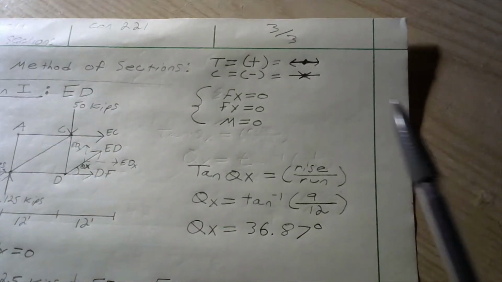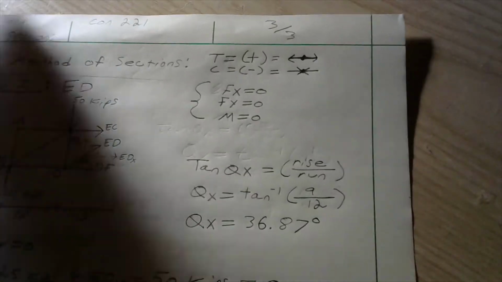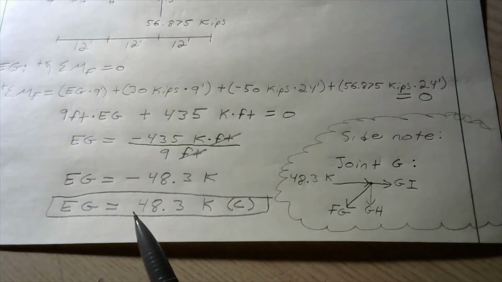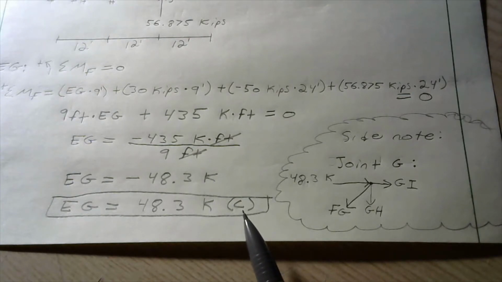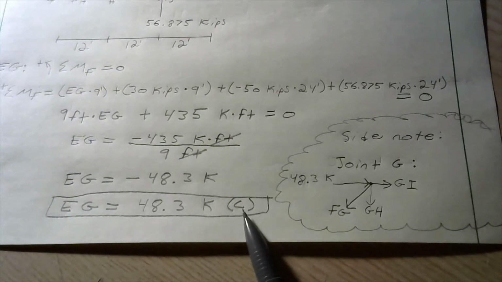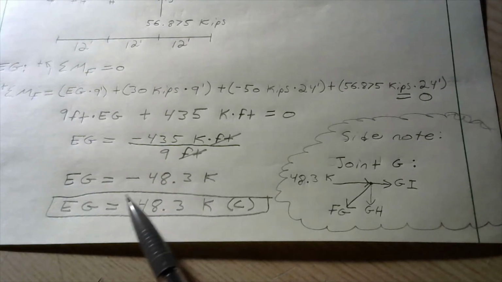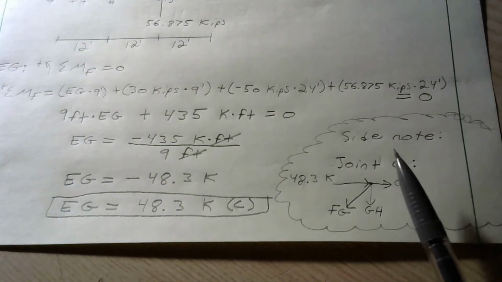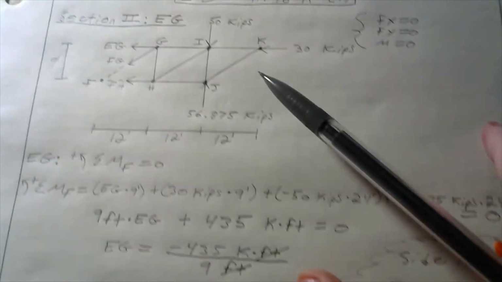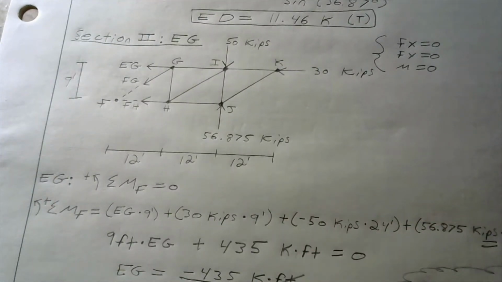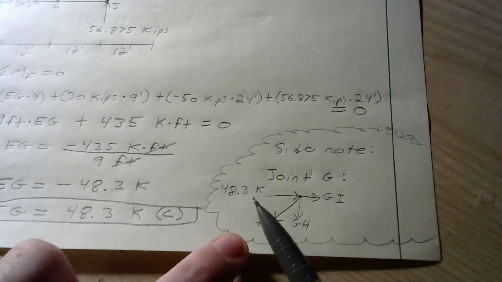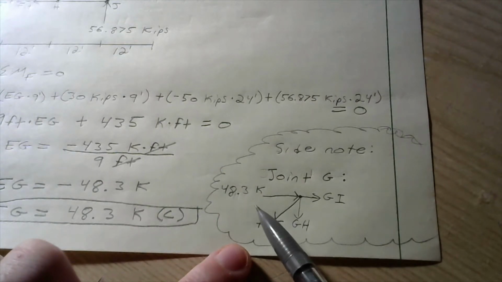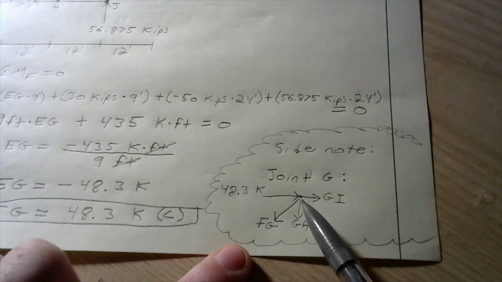And remember, when we get a negative answer, that means it's in compression. So I rewrote it here as a positive, but it's in compression. So that's important to note. It's still in compression. And I rewrote what joint G would look like. Since our assumption here was incorrect, it is compressing joint G. So I wrote here, you can see it compresses joint G.